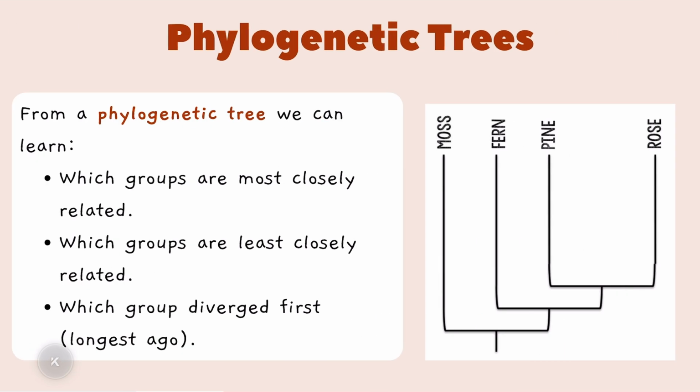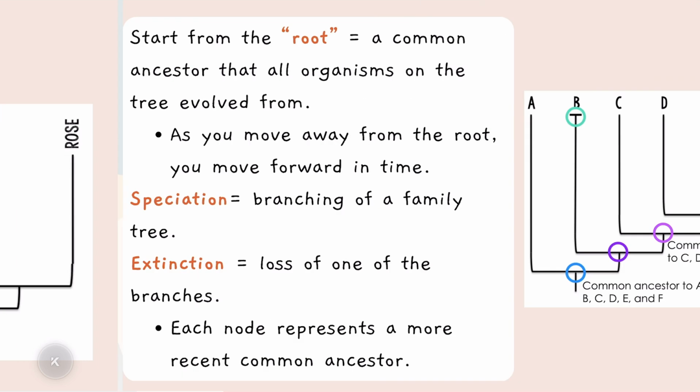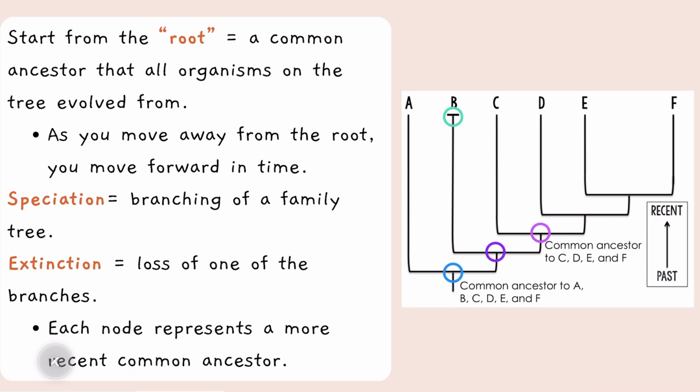So what can we learn from looking at a phylogenetic tree? We can learn which groups are more closely related, which groups are least closely related, and which group diverged first, which means which group speciated longer ago. So let's talk about how to read them.